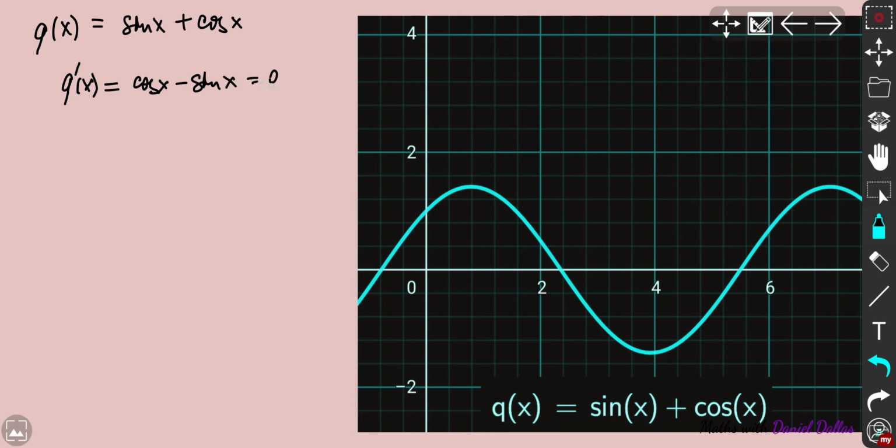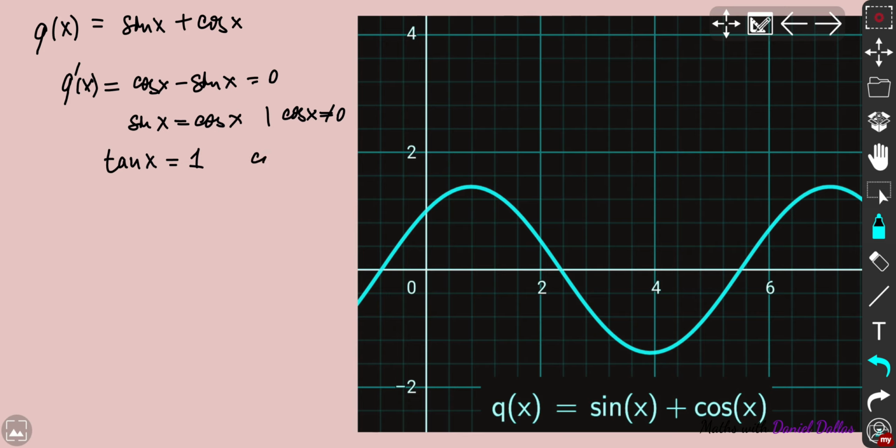So we equate it to 0 because we're looking for extremum, so extreme points. That means we're looking for local maximal and minimal points. So right now we come to the equation sine x equals cos x. Then we can divide by cos x if it's not equal to 0, and so we've got tan x equals 1.